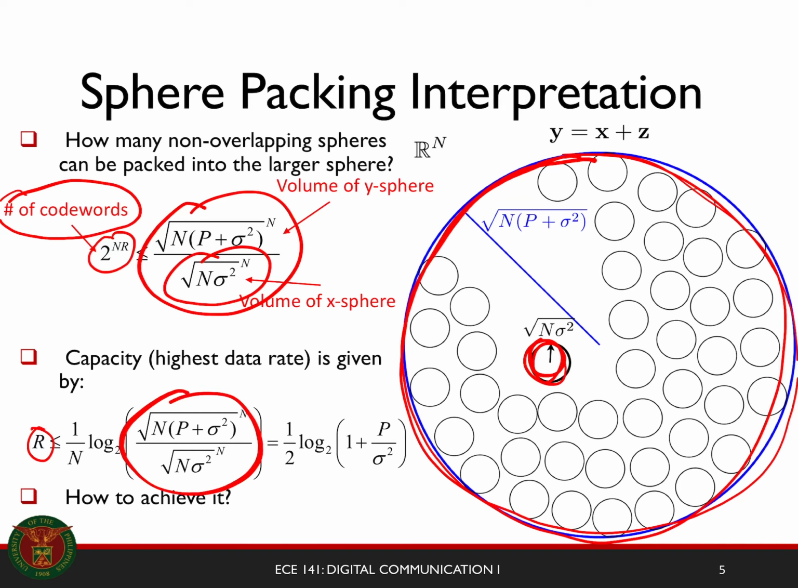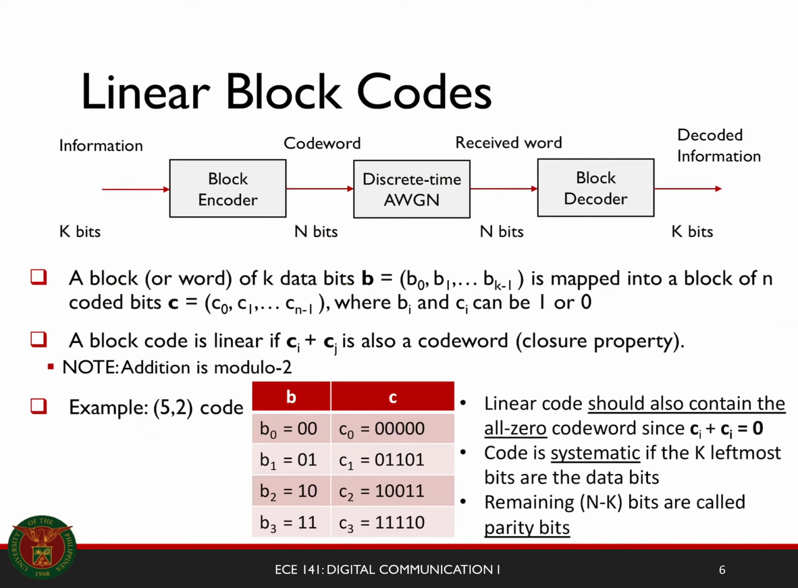It depends on the volume of the sphere you'll use. So how do we achieve it? Recall that if you simplify this, it's basically equal to the maximum channel capacity postulated by Shannon. Right. So how do we achieve this? One way to achieve it is to use linear block codes.